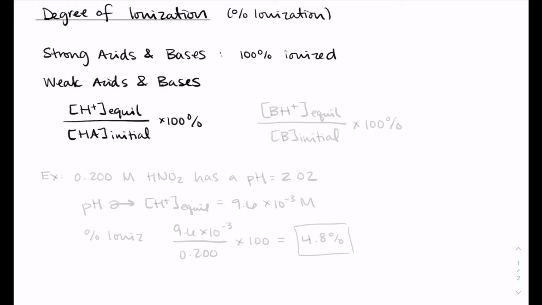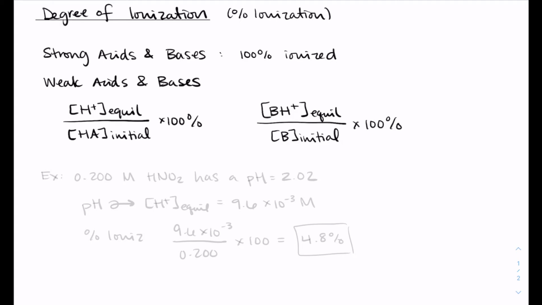Now, I have an example, and the example involves getting some information out of a pH, which we have looked at already, but it's possible that you could be asked about this with other information. As long as you know how to get to the concentration of the ionized substance at equilibrium and you know the initial concentration, then you're good to go.